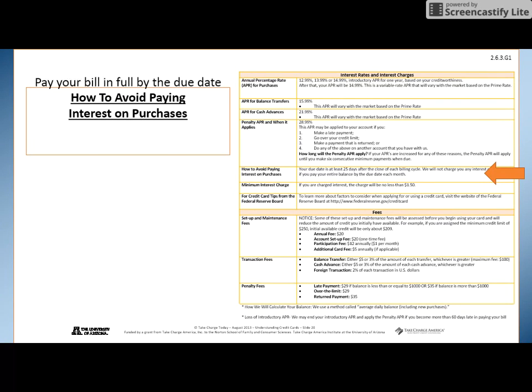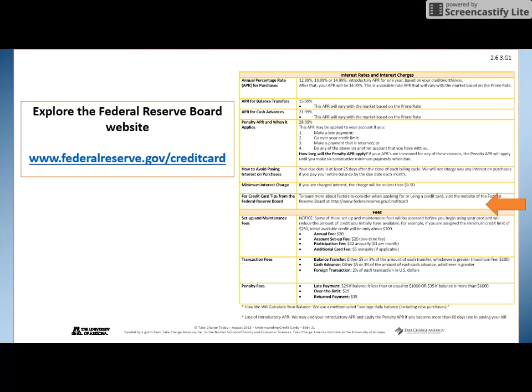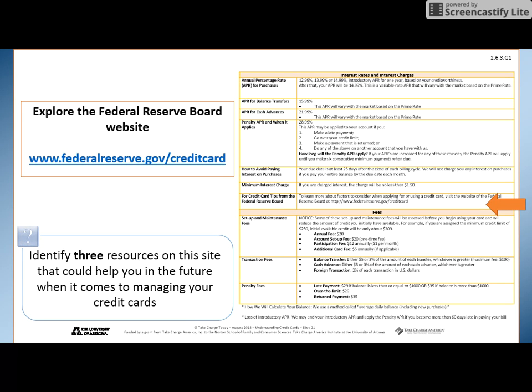How to avoid paying interest on purchases. Pay your bill in full by the due date. Minimum interest charge is typically 50 cents to $2 per month. And then the last tip there is to explore the Federal Reserve Board website, and they're going to give you tips for credit cards.